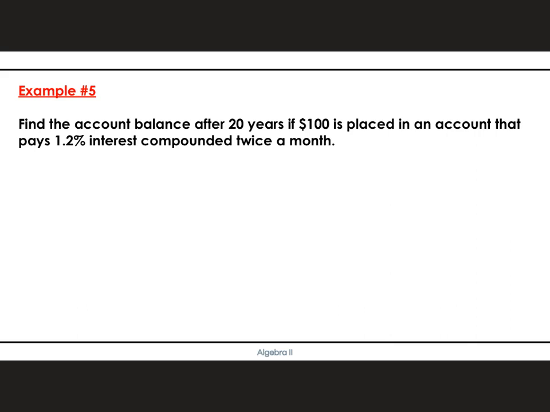Find the account balance after 20 years if $100 is placed in an account that pays 1.2% interest compounded twice a month. So the first thing, let's go ahead and write our formula. A is equal to P times 1 plus R over N to the NT power. Okay, and so now let's find the critical information that is in this problem. So we know that we need the balance after 20 years. That's going to be our time. $100 was placed in the account. That's our principal, our initial investment.